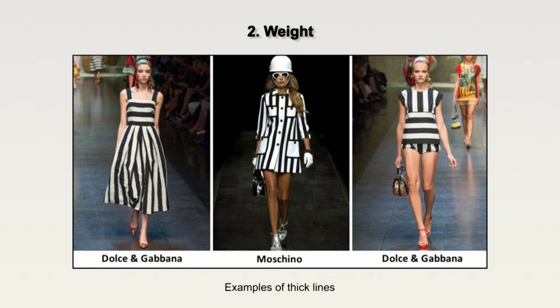We can see some examples of thick lines in fashion in the images shown here. Spring collections at Milan Fashion Week, where all three designers were inspired by op art, monochrome, and a modern style with a lot of thick black stripes. So the first picture is from Dolce & Gabbana, the second from Moschino, the third again from Dolce & Gabbana.